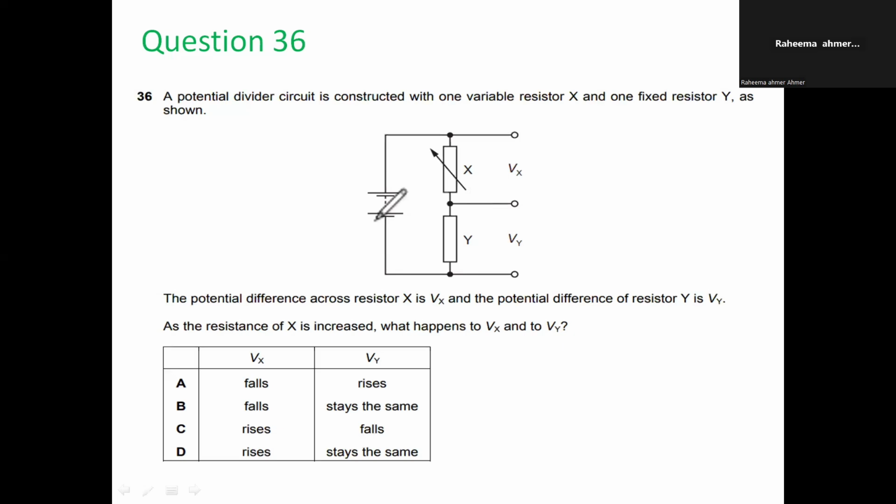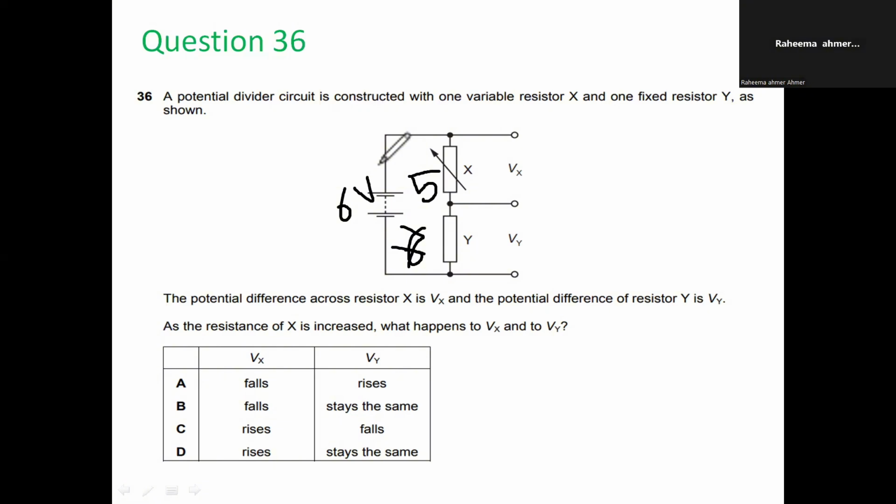Now imagine that the resistance of this is initially 5 ohm and of this is initially 6 ohm. Okay, no, 7 ohm actually. And this is a 6-volt battery. This means that the EMF provided by the battery is 6 volts.